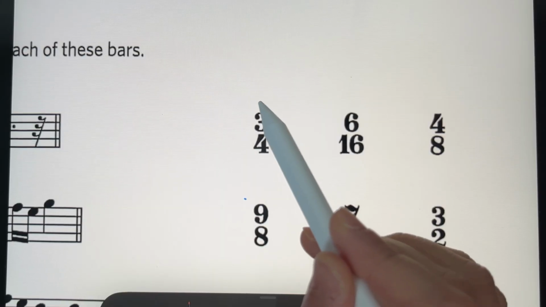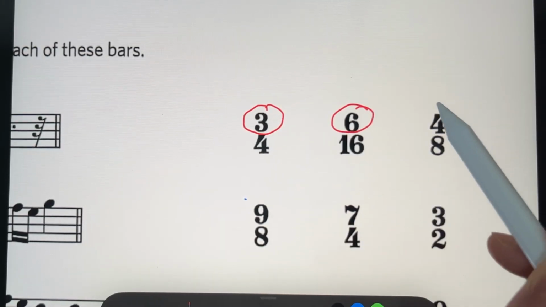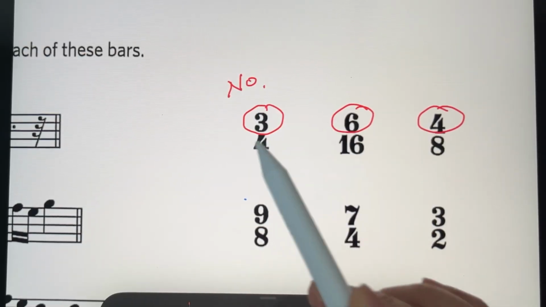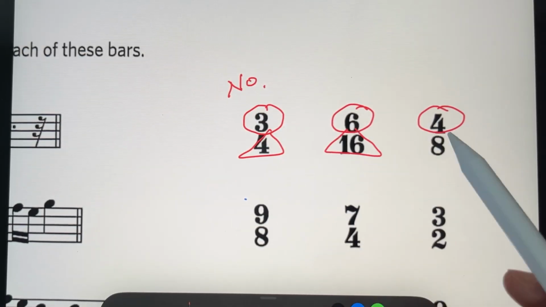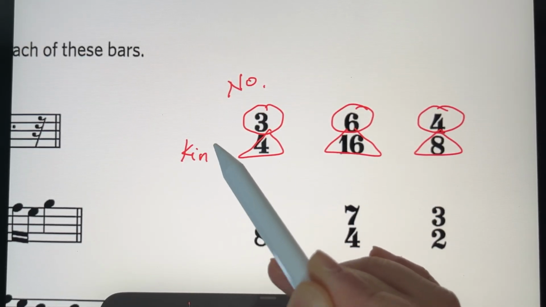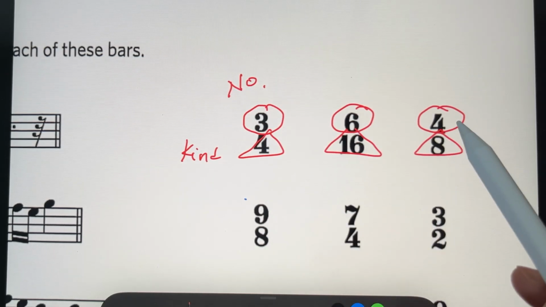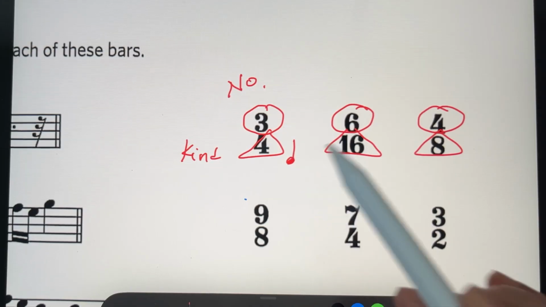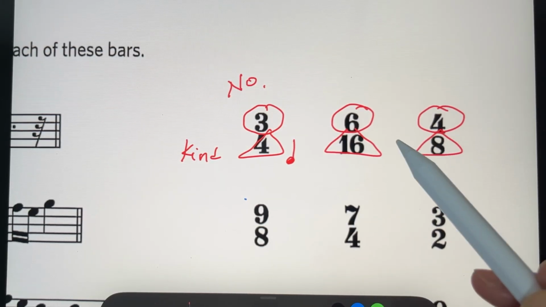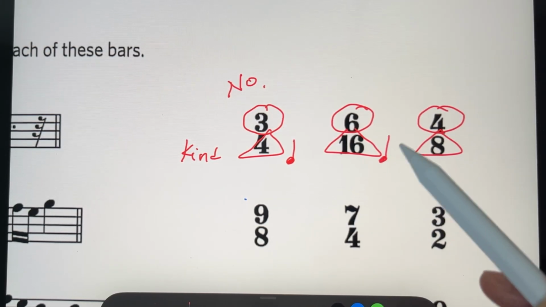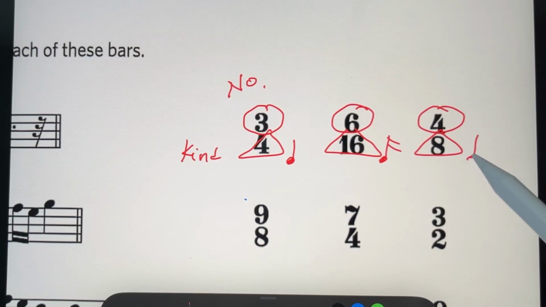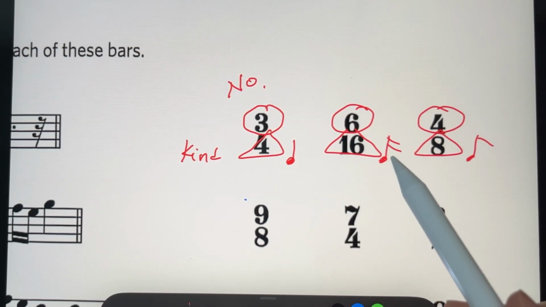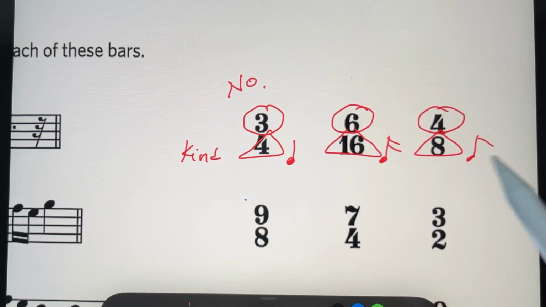Now let's revise time signature. The top number is the number of beats, and the bottom number is what kind of beats. So we have 3 beats, 6 beats, and 4 beats, and the bottom will be quarter note, semi-quaver (16th note), and quaver (8th note). So 3 quarter, 6 semi-quaver, and 4 quaver.